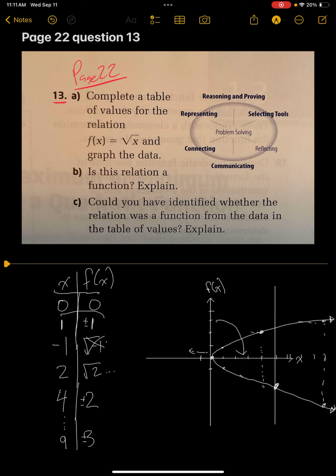No, it's not. It fails the vertical line test here and here. Could you have identified whether the relation was a function from the data in the table? Yeah, because x goes to 2 values, right? X maps to, positive or negative, 2 possible values, and therefore positive and negative 3. Therefore, it is not a function. Okay?